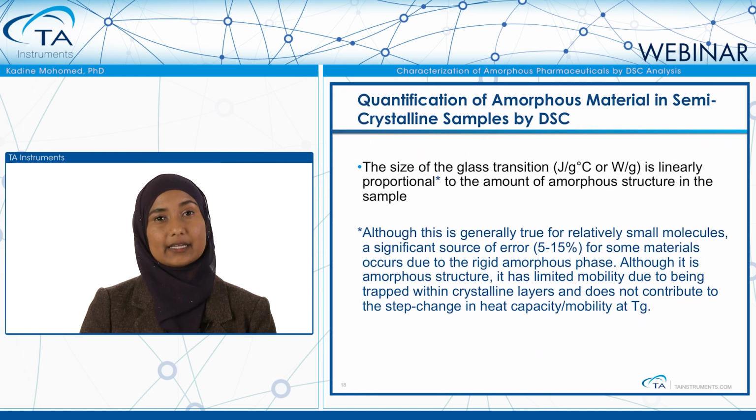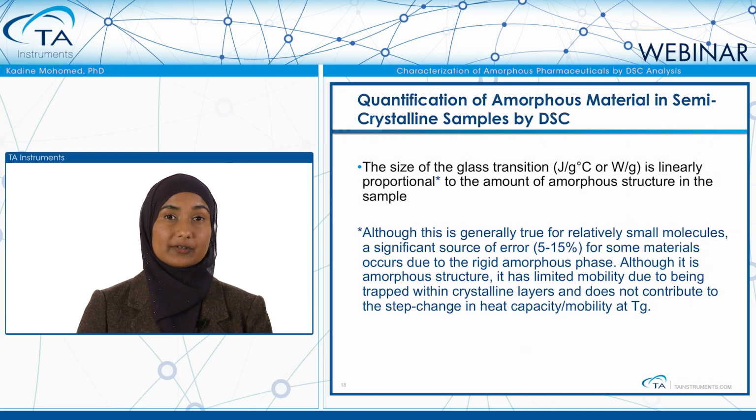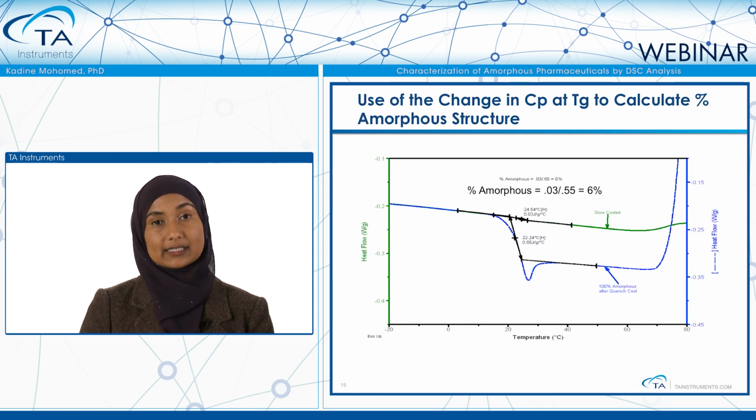This is certainly the case if the amorphous content is available and not within the rigid amorphous phase. If the amorphous content is part of the rigid amorphous phase, then that amorphous phase does not contribute significantly to the step change of the Tg, certainly not as much to the delta CP, or change in CP, associated with the glass transition. So as you can see, this type of analysis would be for certain types of materials and morphologies.